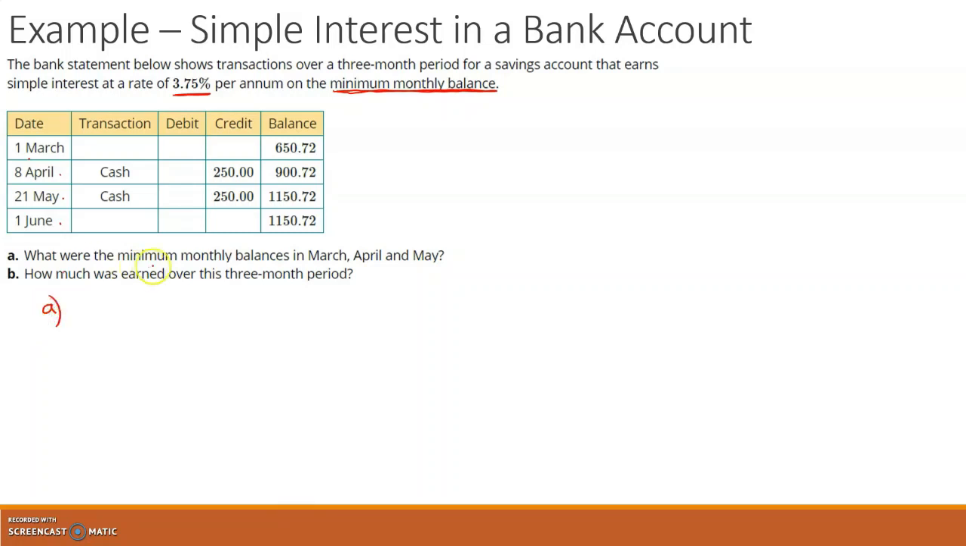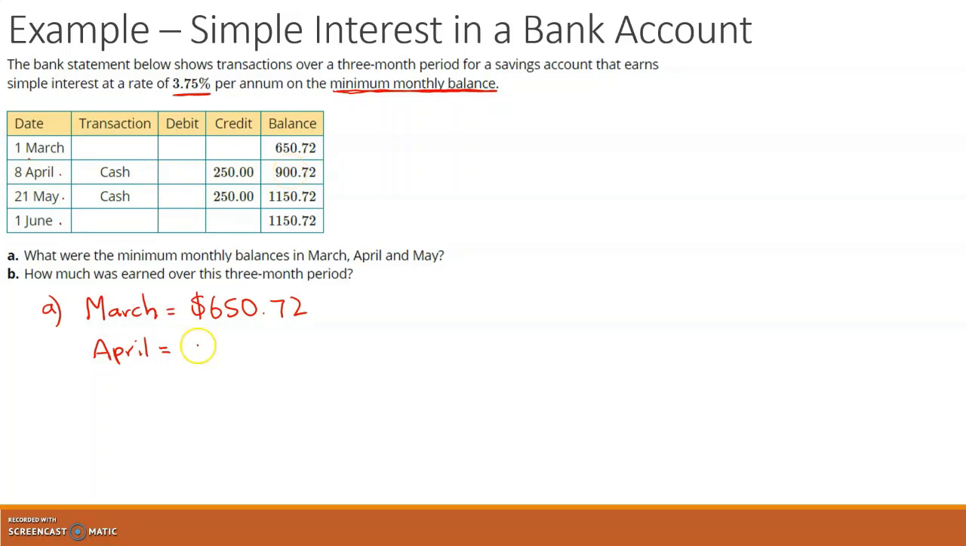So I've sort of talked through the answer for A, but let's just take a slow walk through again. So A says, what were the minimum monthly account balances in March, April, and May? So in March, we only have one piece of information, and that's the balance was $650.72. So that's the minimum monthly balance in March. So now let's take a look at April. In April, it looks like the balance was $900.72.